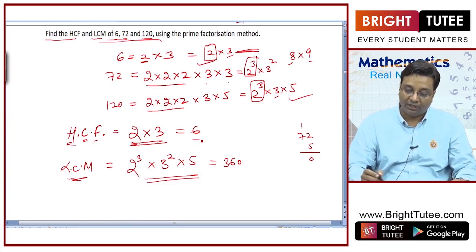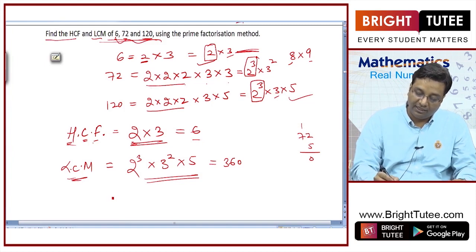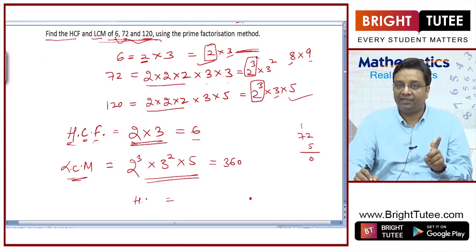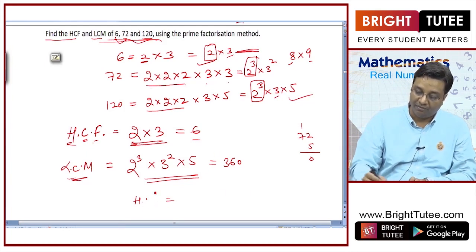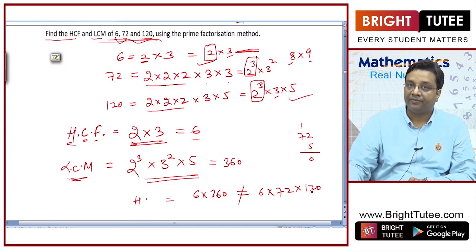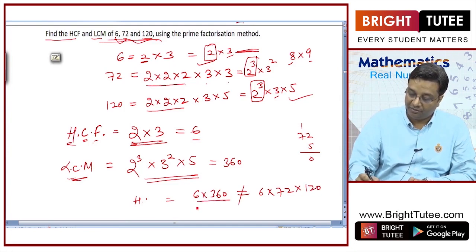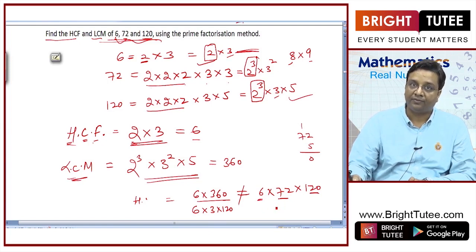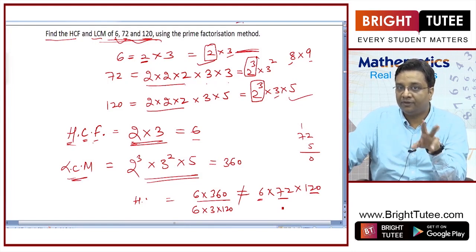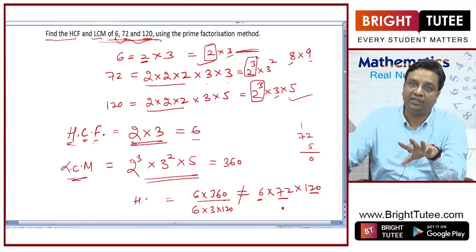Now you should appreciate one more thing, that if you have got three numbers, the same logic that HCF into LCM is equal to product of the numbers, it won't work in case of three numbers. You can verify it here also, because if you multiply this HCF into this LCM, it won't be equal to 6 into 72 into 120, right? Because this here is nothing but 6 into 360 and this is 6 into 72 into 120. So these are not equal, okay? HCF into LCM is equal to the product of two numbers, works in case of two numbers, but it doesn't work in case of three numbers, right?